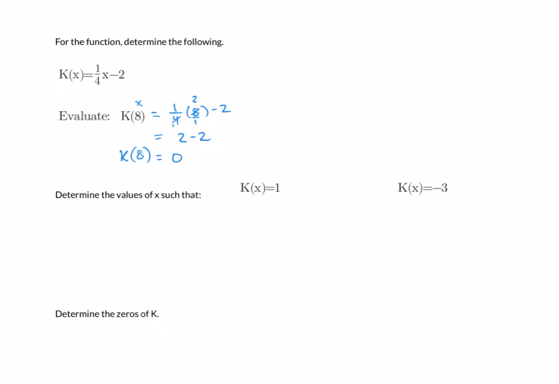Okay, so the next thing we want to do is determine the values of x such that k of x equals 1. What that means is I want to replace the whole k of x with 1. So what we get is 1 equals 1/4 x minus 2. And I want to solve this equation. So we get plus 2 to both sides.